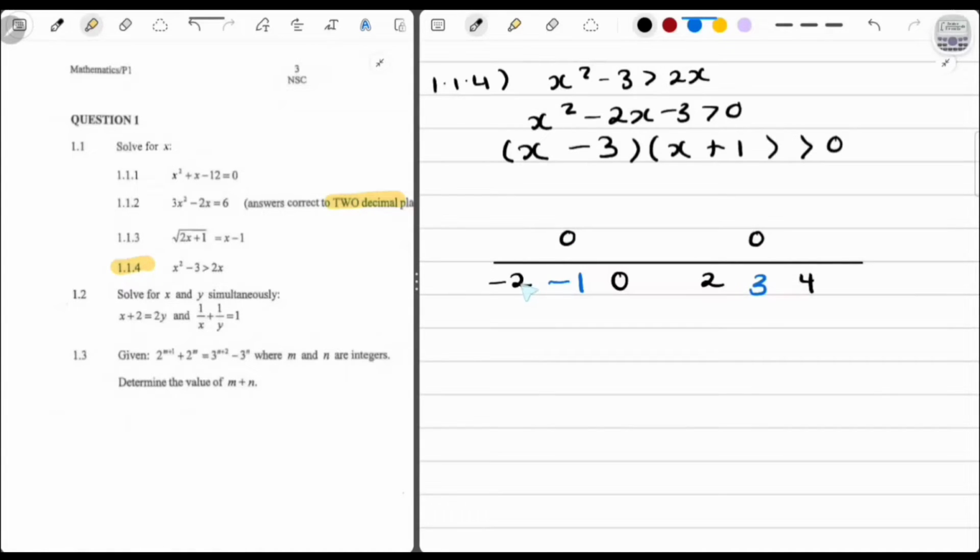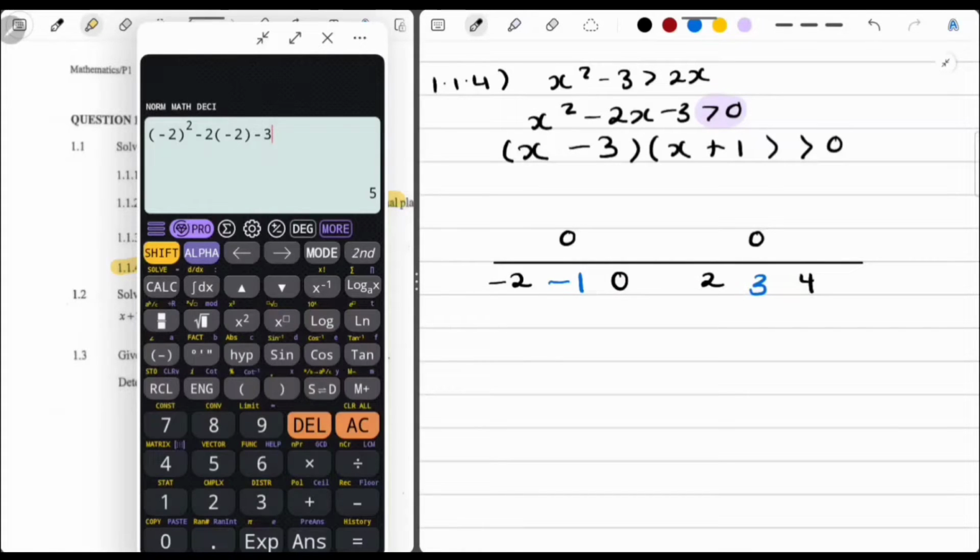Now, I'm just going to substitute these values into this inequality, and it needs to give me a value that is actually greater than 0. So let's go ahead and try negative 2. We can try negative 2 and substitute it into this, and let's see what we get. And when I substitute that, I get 5. So it means that negative 2 is working. It is going towards that direction.